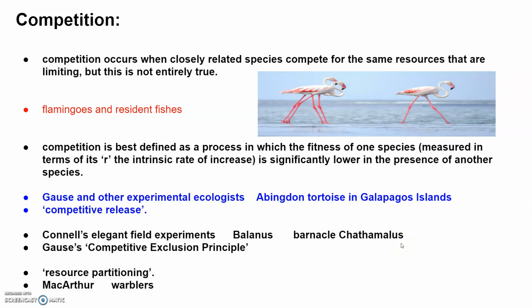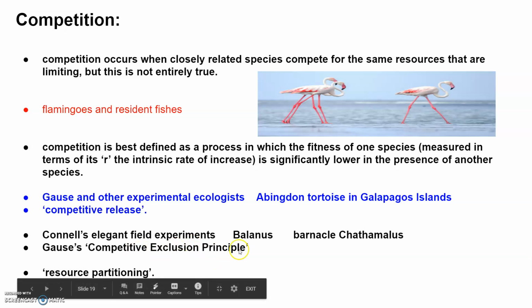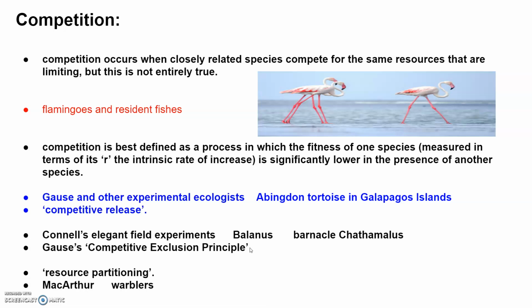In general, herbivores and plants appear to be more adversely affected by competition than the carnivores. Gause's competitive exclusion principle states that two closely related species competing for the same resources cannot coexist indefinitely, and the competitively inferior one will be eliminated eventually. This may be true if resources are limiting, but not otherwise.